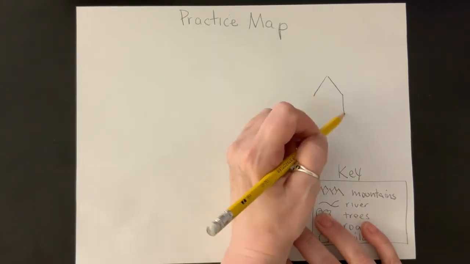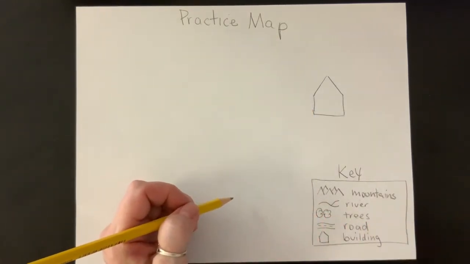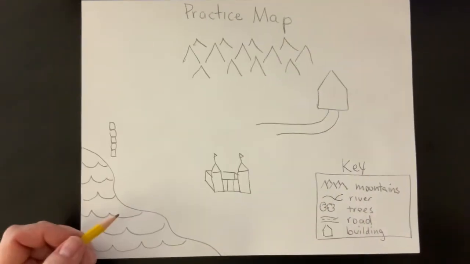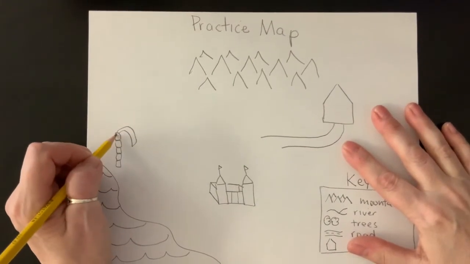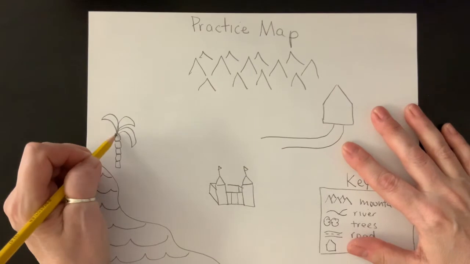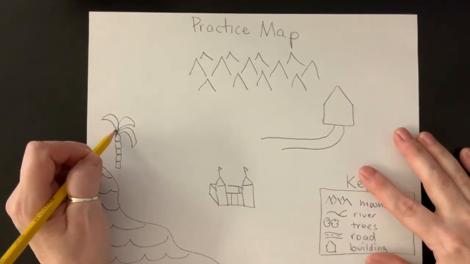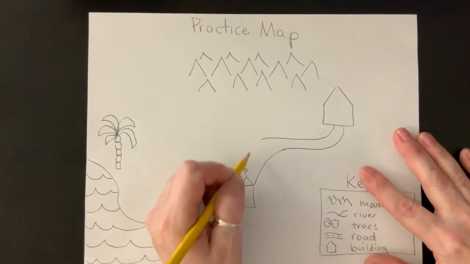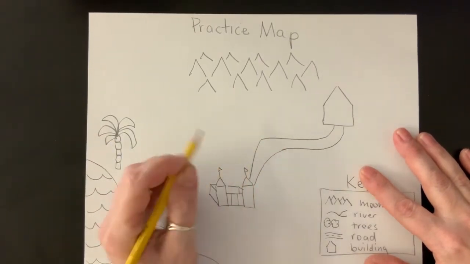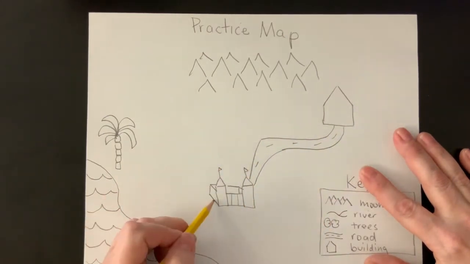I put the house above the key. Remember that if you choose to make a building, it doesn't have to be a house. It can be a castle or something else. Here you can see I've added some more details. I'm adding a palm tree right now that's next to my ocean. I also have some mountains at the top and a castle. And then I'm going to connect the road from my house to my castle. To make sure it looks like a road, I'm putting lines down the middle.